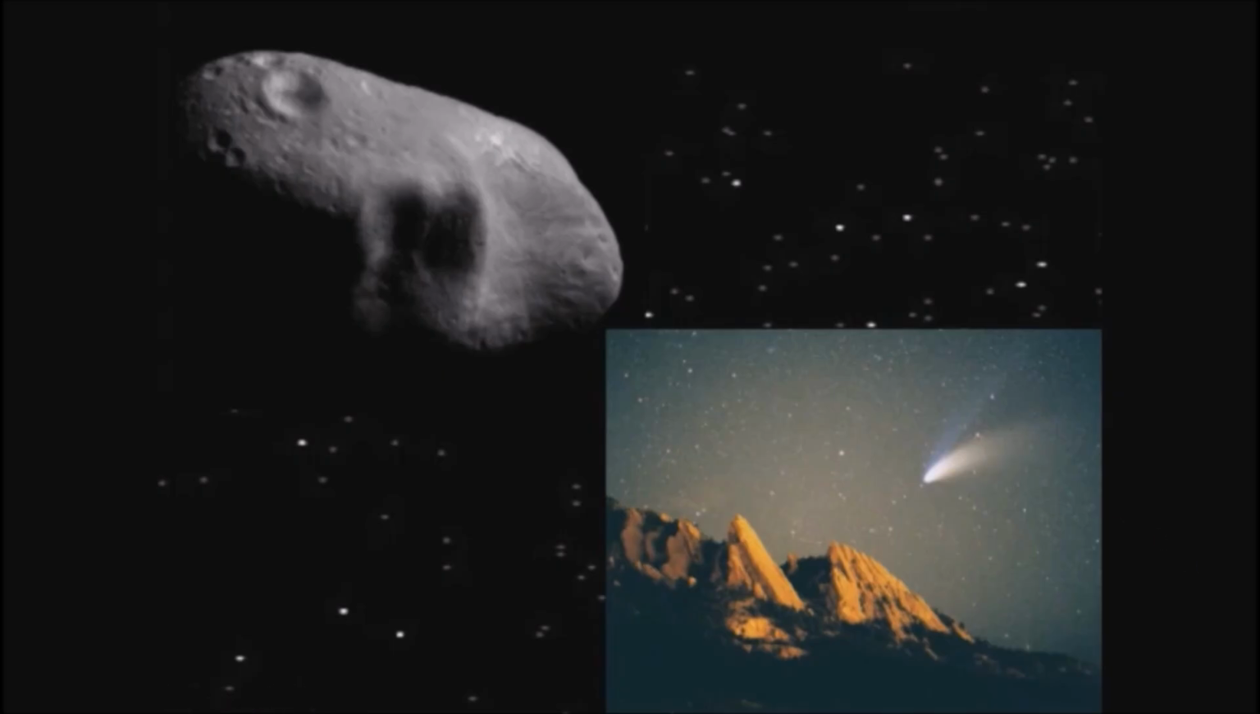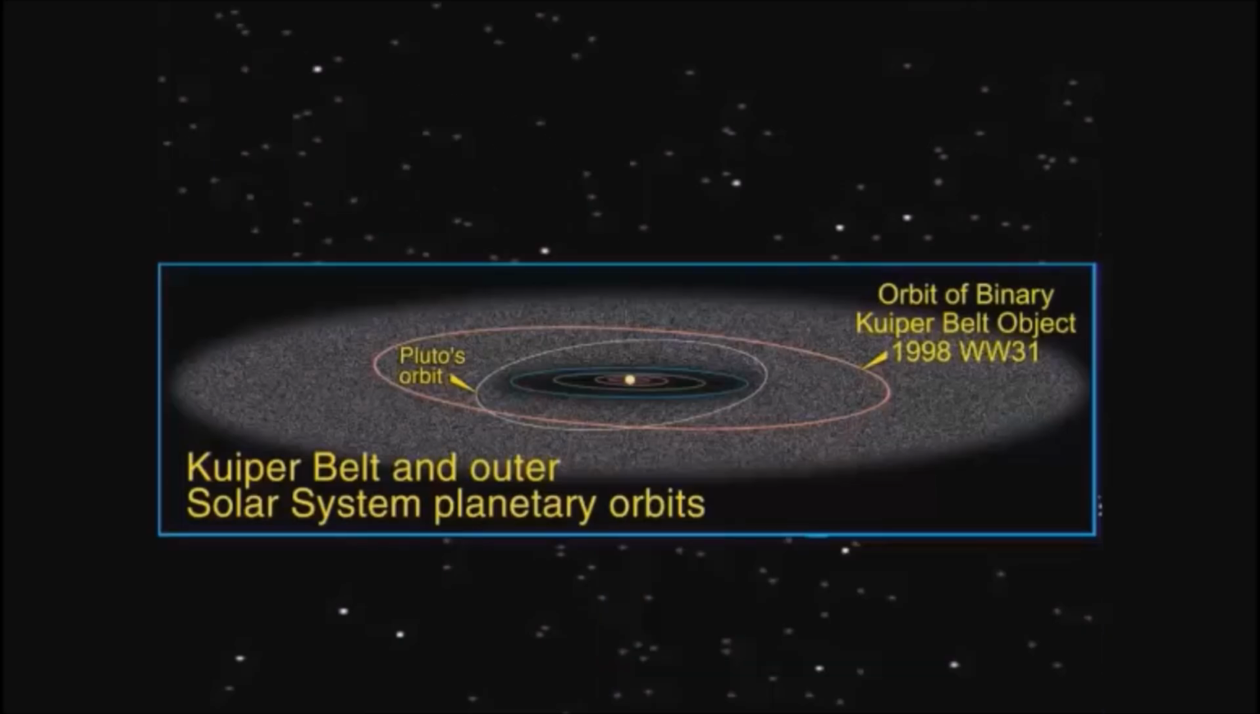So, we're going further out in the solar system past the gas giants. So just to orient you, here is the orbit of all of our planets. Here's Pluto's orbit. This is the orbit of a binary object, a double object that was discovered in the Kuiper belt, going around here. As you can see, discovered in 1998.